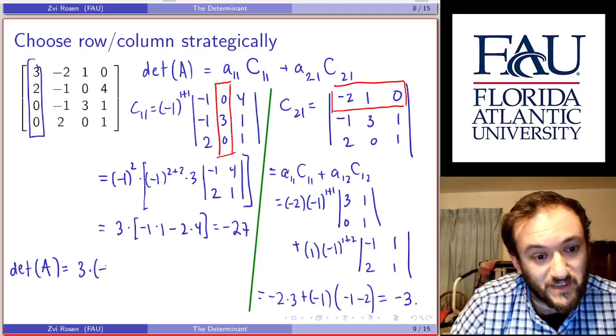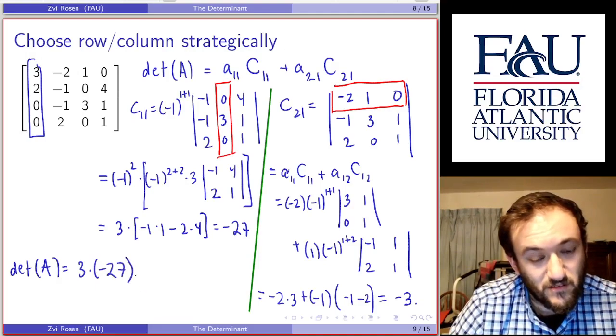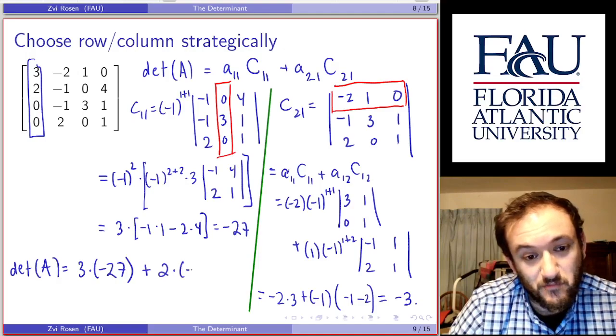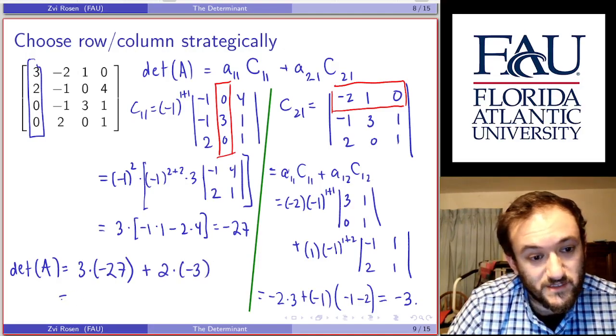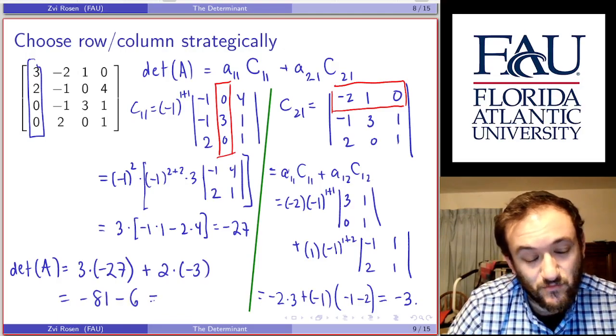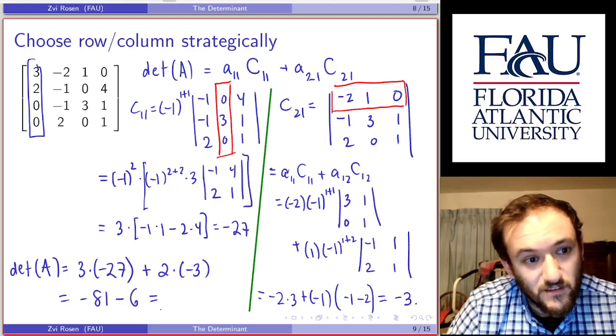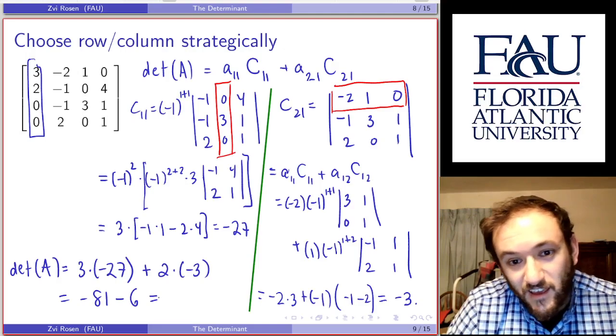3 times minus 27 plus 2 times minus 3. This is minus 81 minus 6, which is, oh, not great.